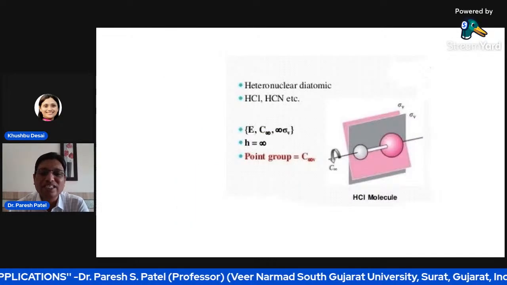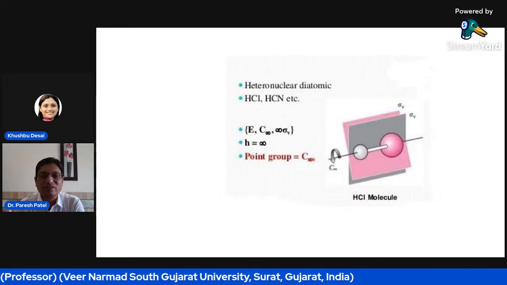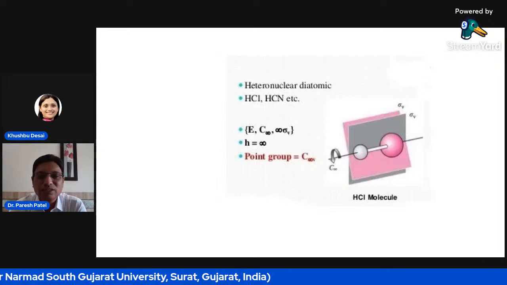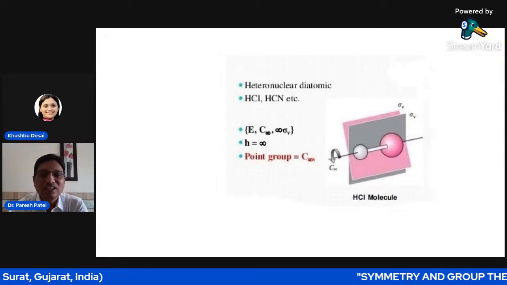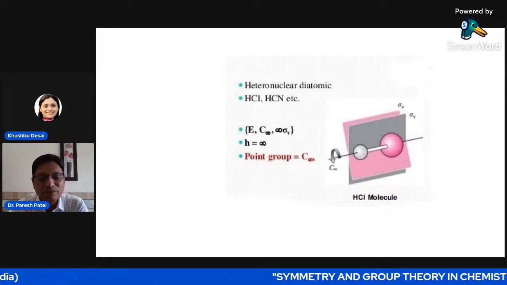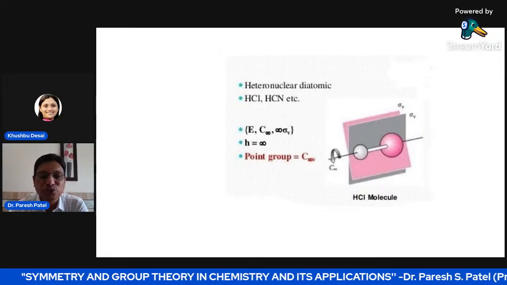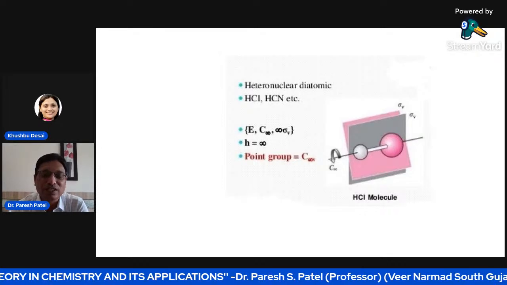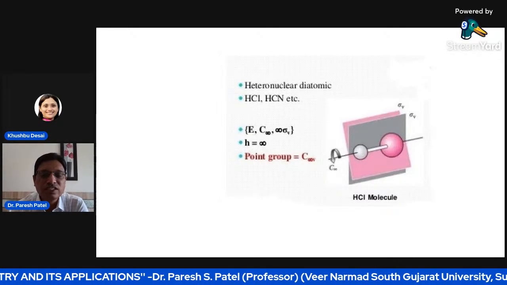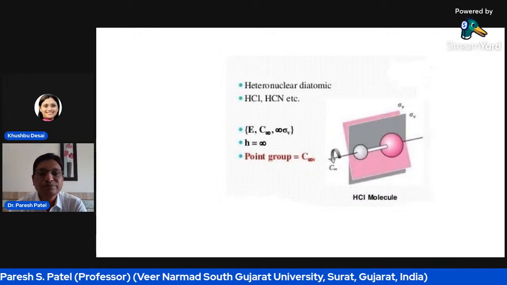This is the hydrochloric acid molecule. In the case of the hydrochloric acid molecule, the plane is parallel to the main principal axis, so we can assign a C infinite v point group to the hydrochloric acid molecule. So, dear students, we have to remember that if the molecule is linear and sigma v is present, then the C infinite v point group can be assigned. Next one.